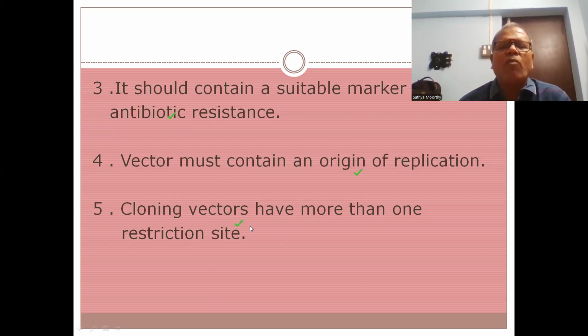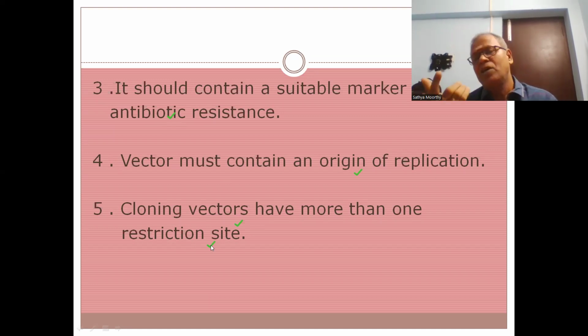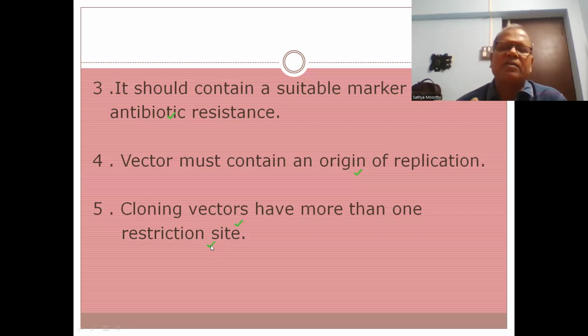And cloning vectors have more than one restriction site. We have more than 900 restriction enzymes isolated from bacterial species. So this plasmid or bacteriophage or retrovirus should have more than one restriction site. Then we can use it as a vector.